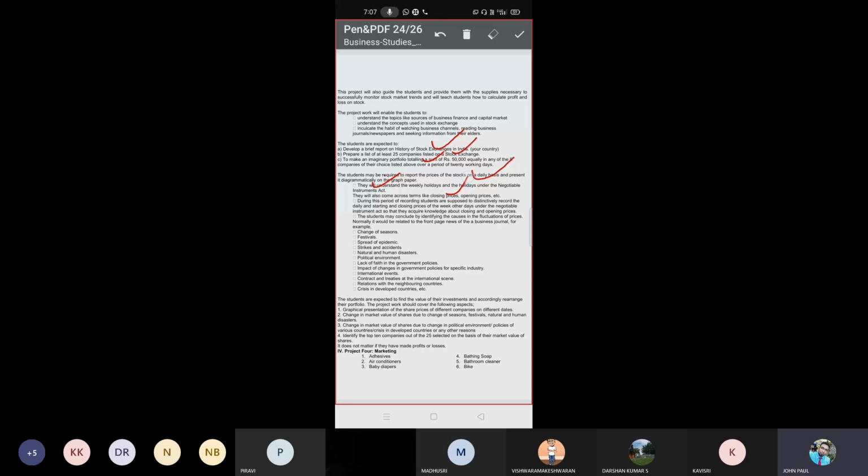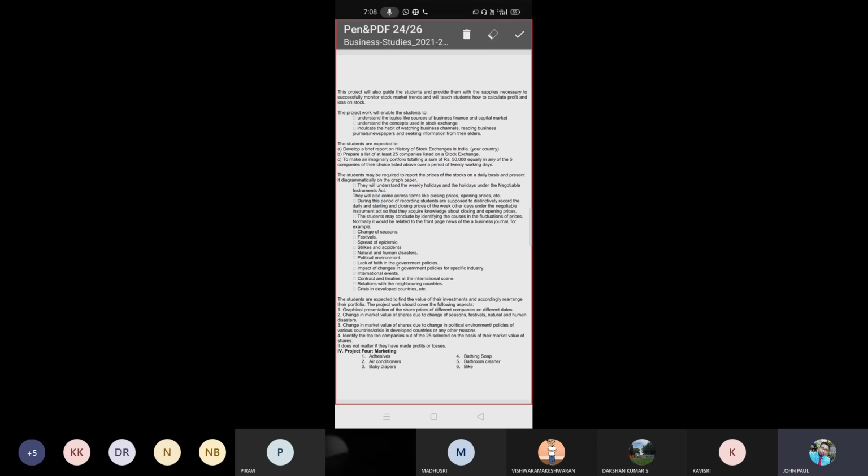So all these things: changes of season, festivals, spread of epidemic, strikes and accidents, natural and human disaster, political. How all of these are affecting our share market, we need to collect. Then the last topic, it's quite interesting.